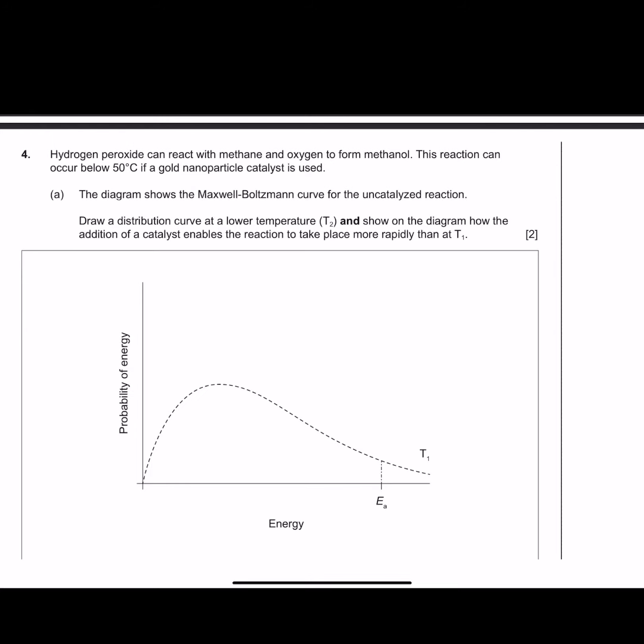As we are trying to draw the curve at a lower temperature T2, the probability of particles having a given amount of energy will be shifted to the left. So it will look somewhat like this. Let's try to draw this. As you lower the temperature, the peak, the energy that the most particles have, will shift to the left.